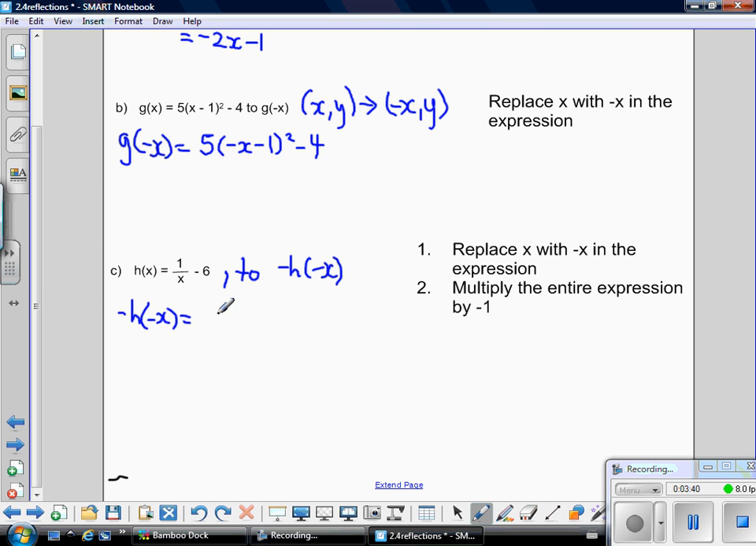So negative h(negative x) equals negative, the whole function is going to be multiplied by that negative 1, over negative x, because I have to replace the x with a negative x, minus 6. Now this one we can go a little bit further. We're going to expand that negative 1 into the bracket. So this would be negative 1 over negative x plus 6. And a negative over a negative becomes a positive. So we end up with 1 over x plus 6.